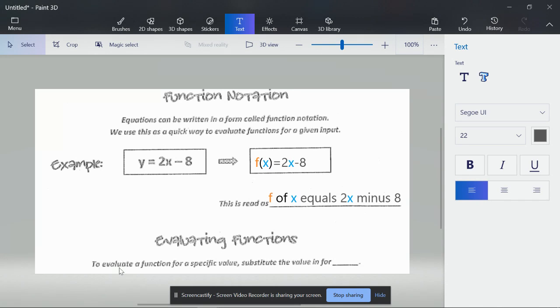It says to evaluate a function for a specific value, which basically means to solve it. So if I were to plug in 4 for this x here, I would evaluate it by doing 2 times 4 minus 8. And we just talked about, right? We're substituting values in for x. So we'll do some more practice with that in the next video, but make sure you get these notes filled in at the top of your guided notes packet, and hopefully this is a good introduction of how to use function notation.